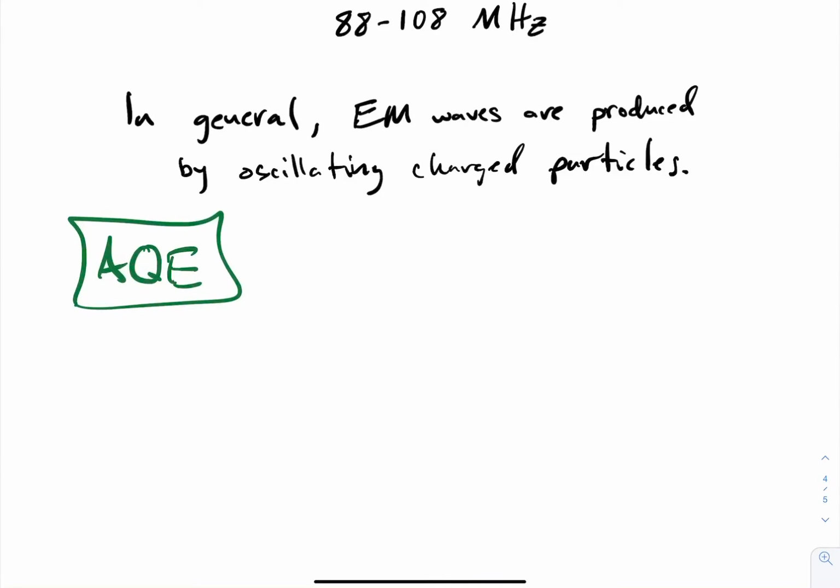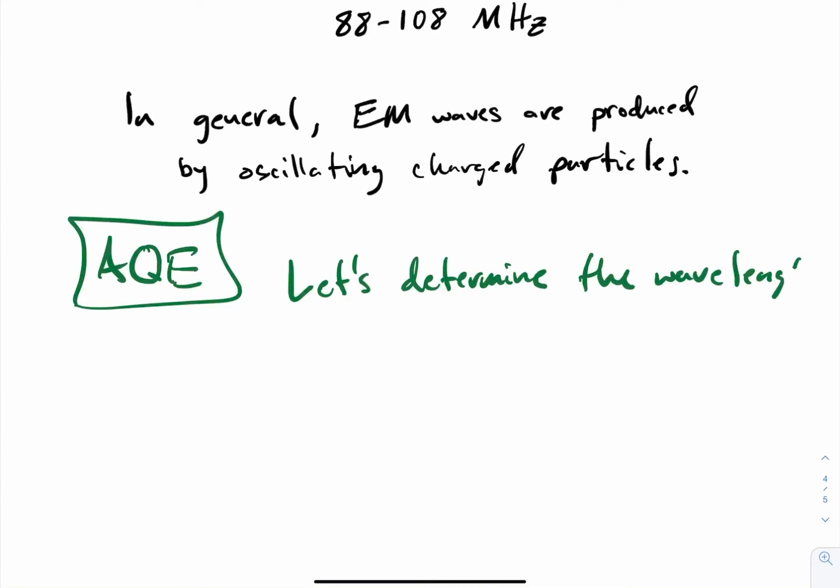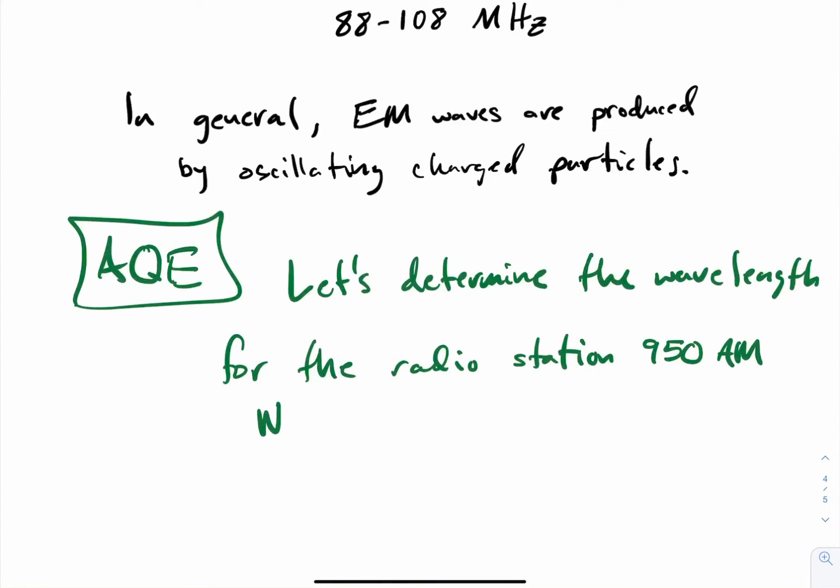And so we'll say, let's determine the wavelength of 950 WWJ. So let's determine the wavelength for the radio station. And it'd be 950 AM, and I think they call it WWJ.